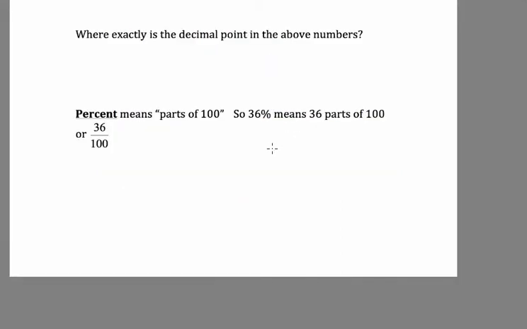I want to talk about the word percent for a minute. Percent means parts of 100. So 36% means 36 parts of 100. Another way to think about it is to split up this word. Per means in math to divide. And cent is kind of like century. Century is 100 years. Cent, so 100. So per 100, divide by 100. So 36% means 36 divided by 100. If we change that to decimal form, it would be 0.36.